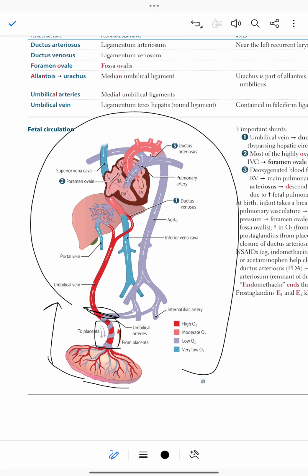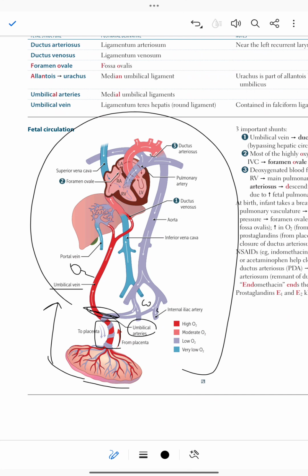Within the umbilical cord, there are 3 vessels: 2 umbilical arteries, and single umbilical vein. Within the umbilical vein, highly oxygenated blood flows. Within the umbilical arteries, deoxygenated or venous blood flows.